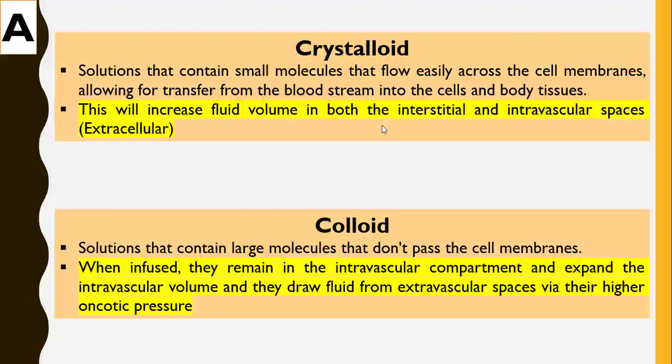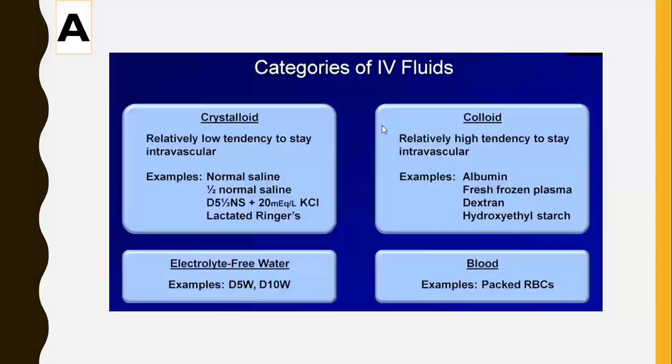Colloids are solutions that contain large molecules and don't pass the cell membrane or capillary membrane. So when infused, they remain in the intravascular space. They will expand the intravascular space and withdraw water from the interstitium and the intracellular space. Why? Because they have large particles which cannot pass easily through the capillary membrane. This slide informs you that the categories of IV fluids are not only the crystalloids and the colloids; we have the electrolyte-free water, the glucose 5% or 10%, and the blood is also an example of IV fluids.